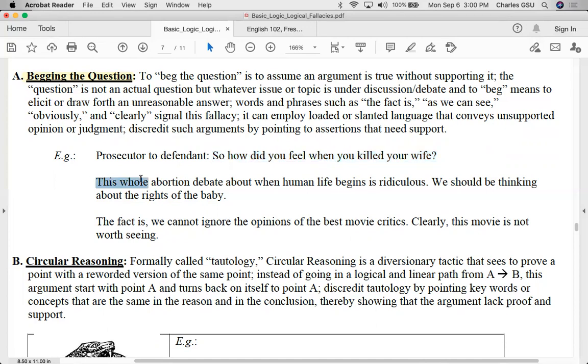Or this whole abortion debate about when human life begins is ridiculous. We should be thinking about the rights of the baby. Unless you live in Texas, then it's not ridiculous. It's a serious kind of issue now. So this is begging the question for a couple of reasons. One, it says here about the rights of the baby, right? So a couple of things.